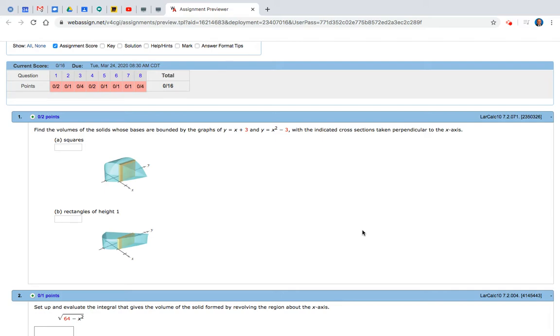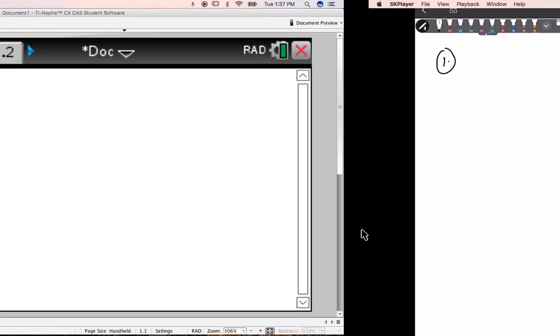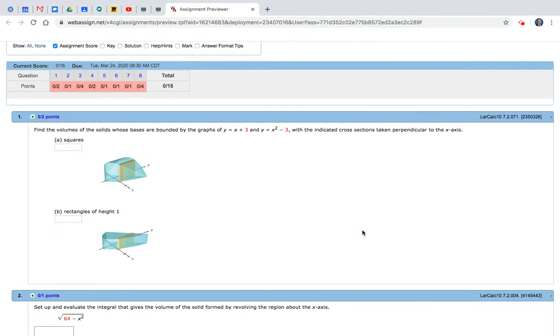Okay, so let's look at number one. It says find the volume of the solids whose bases are bounded by the graphs of y equals x plus 3 and y equals x squared minus 3, with the indicated cross sections taken perpendicular to the x-axis. Okay, so a couple things. First of all, I'm going to be toggling through here and here for the information.